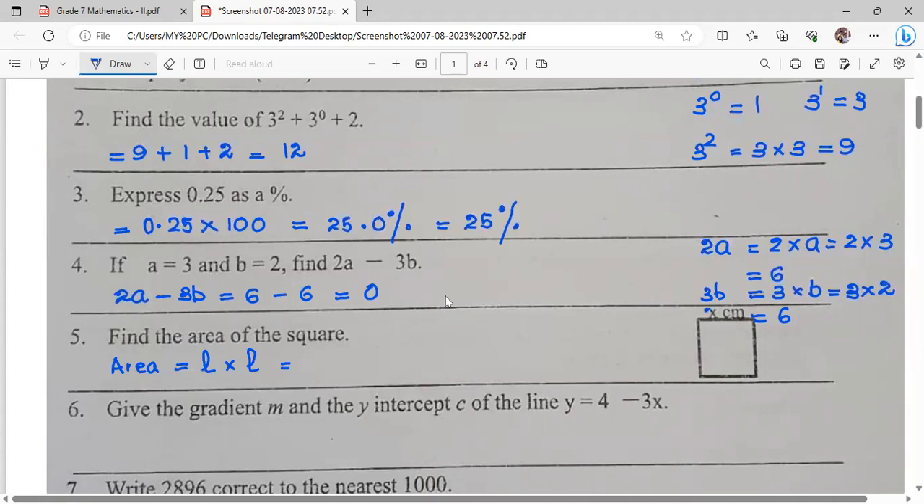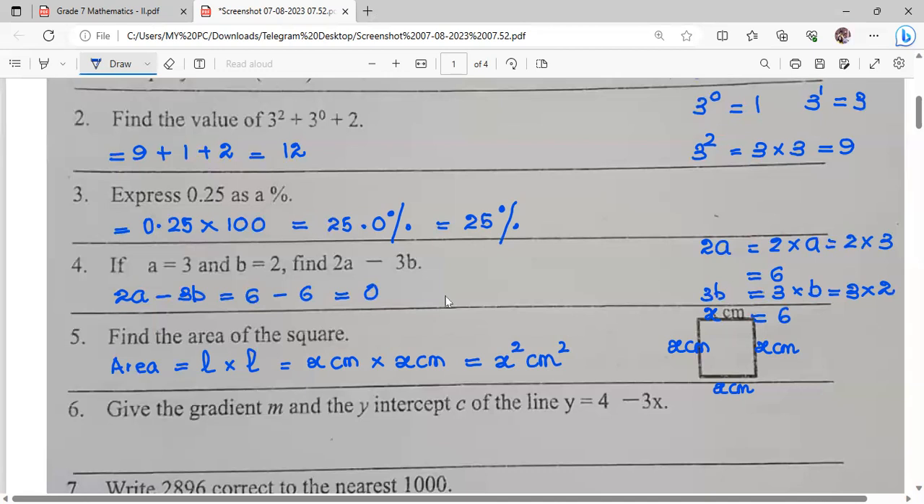And if this is x centimeters, it is x centimeter, then this is also x centimeter, and this is also x centimeter because this is a square. So then I can write x centimeter multiplied by x centimeter. My answer is x squared centimeter squared. Area unit is centimeter square. Then the x multiplied by x, it is x squared. So you want to write this clearly.